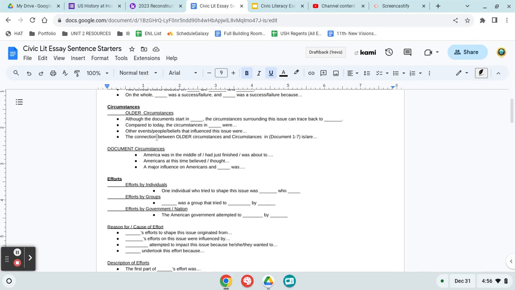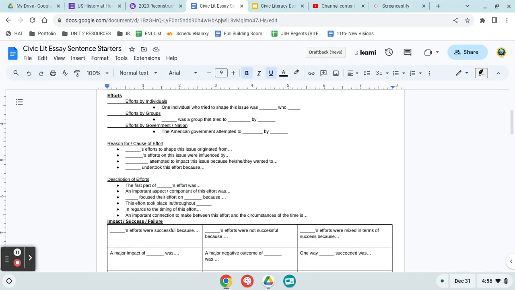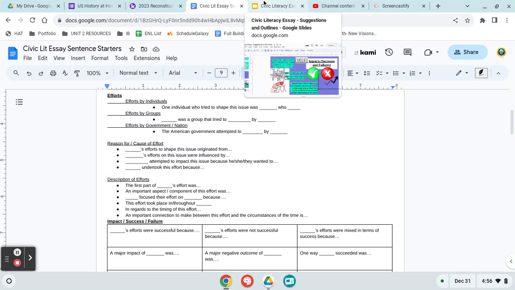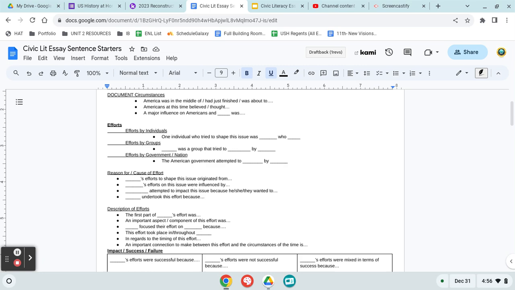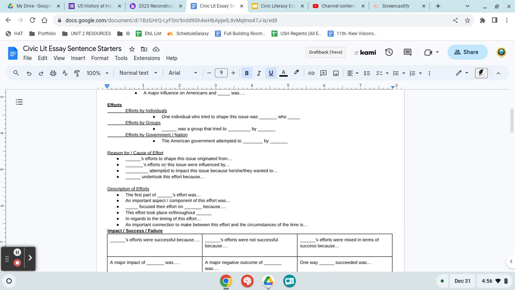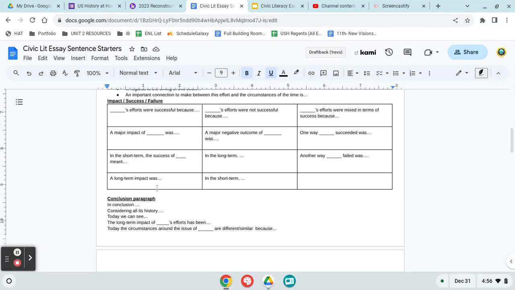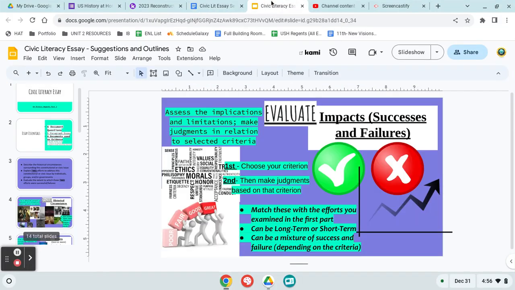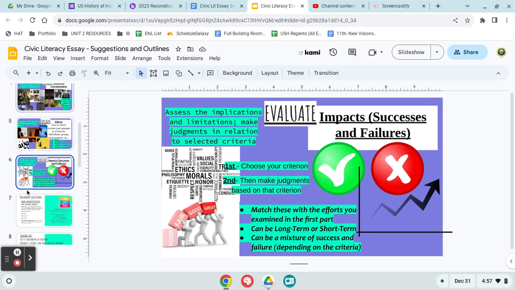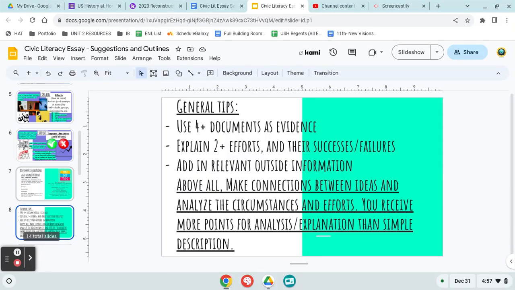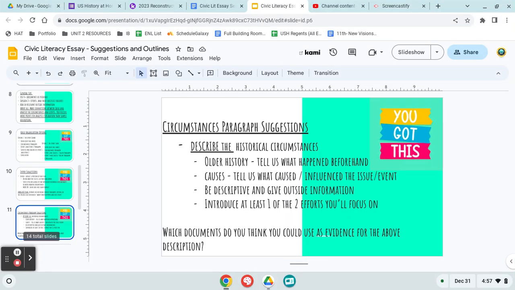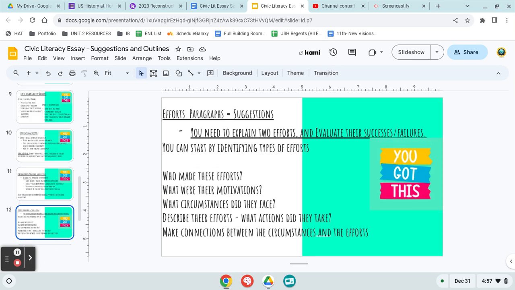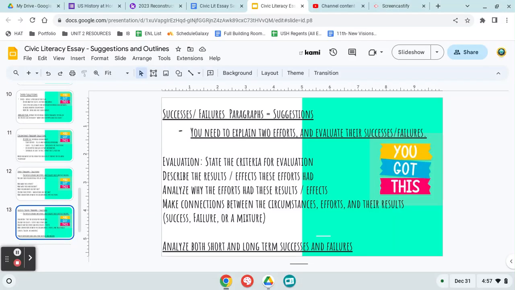In addition to the sentence starters, right? These are great tools that you can use on your essay. These are things that for the Reconstruction essay, we will pass out in class, but we're not going to have them on the Regents or on future tests. These can really help you put into words what you are thinking for the efforts or the successes and failures, or even your conclusion. You also have this big long PowerPoint here, right? How to attack the document questions. What are some ideas for the intro, the circumstances paragraph, for the efforts or the successes and failures and the impacts, right?